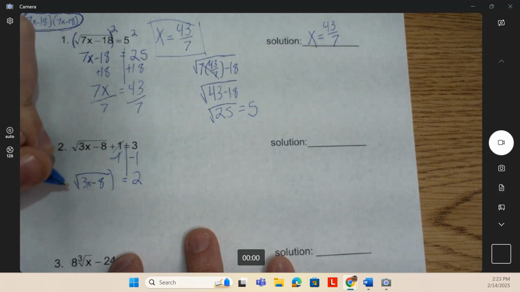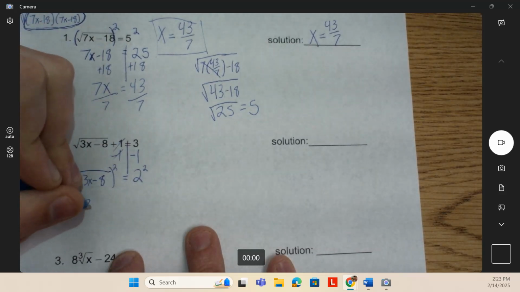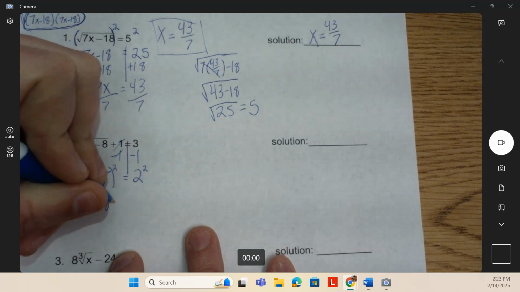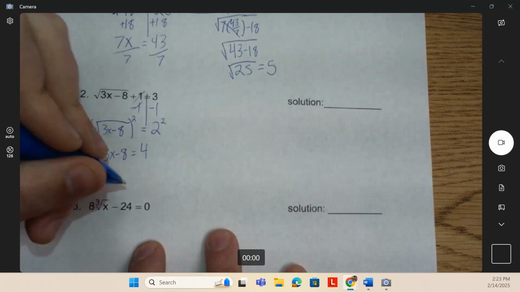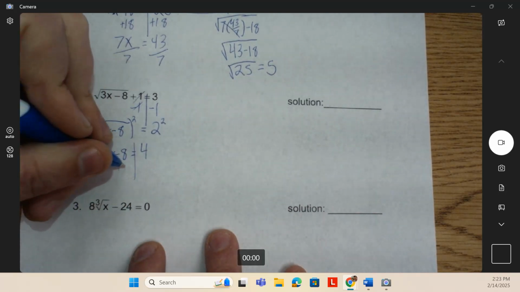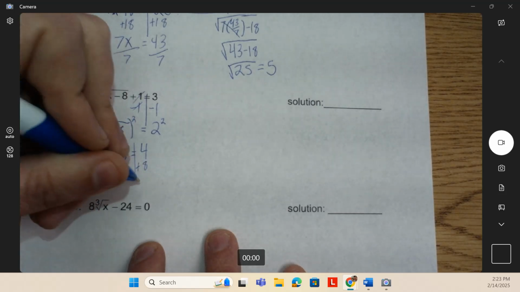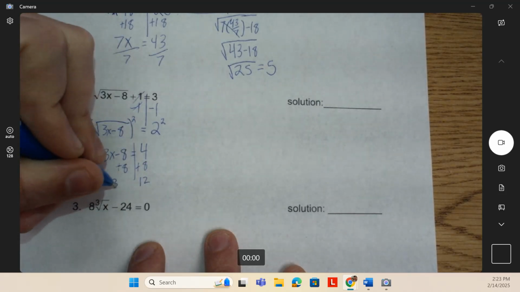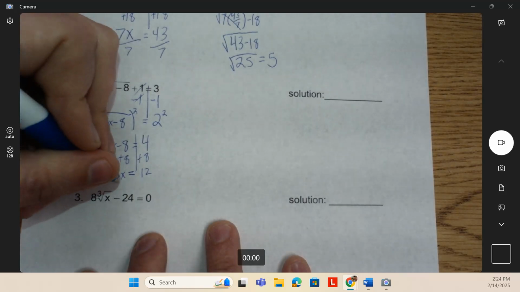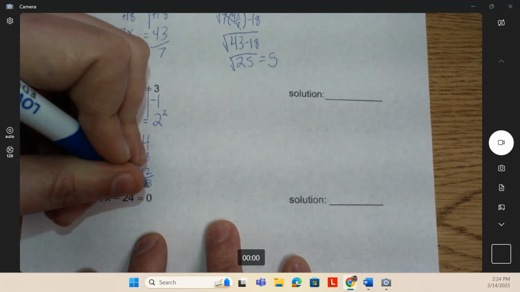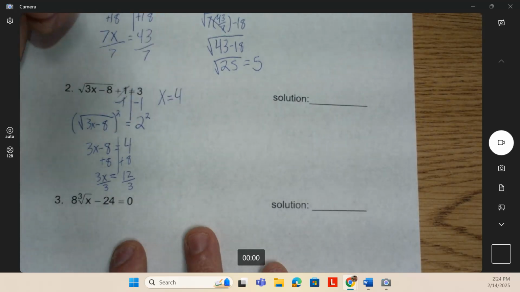And when I square both of those, it gives me 3x minus 8 equals 2 squared, which is 4. Solve that by adding 8 to both sides to get 12. So 3x is equal to 12. And then we'll just divide by 3 to get x equals 4.